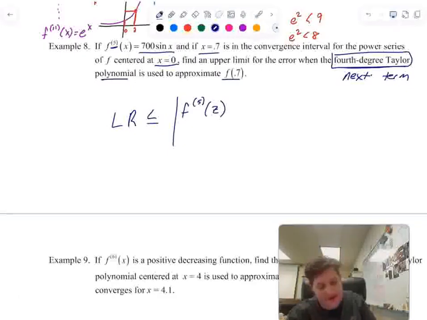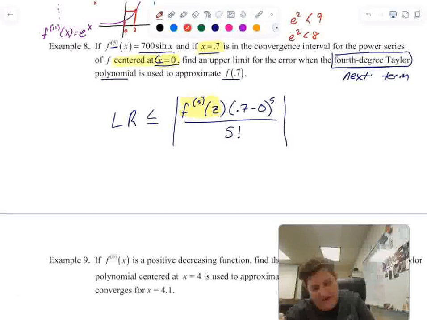z, right? Now I need to find x and c. That was x, that was c. When this is centered at, we can just call that c. So then it's x minus c to the fifth over 5 factorial. And this is the only thing at this point I have to worry about.